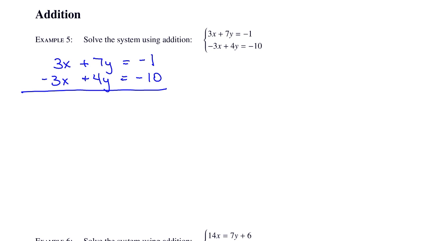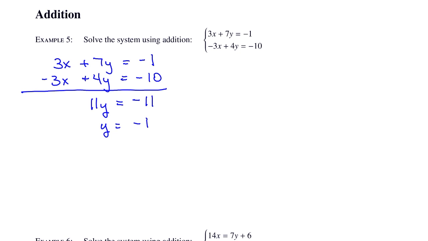So 3x minus 3x is 0. I won't write anything for that. 7y plus 4y is 11y. And negative 1 minus 10 is negative 11. So in the addition method, some people call this addition elimination, whatever. You add down the equations to create a new equation. That equation that is generated is also consistent with the entire system. So you can't get out of the system just by adding equations together. So we can solve this, and we get y = -1.